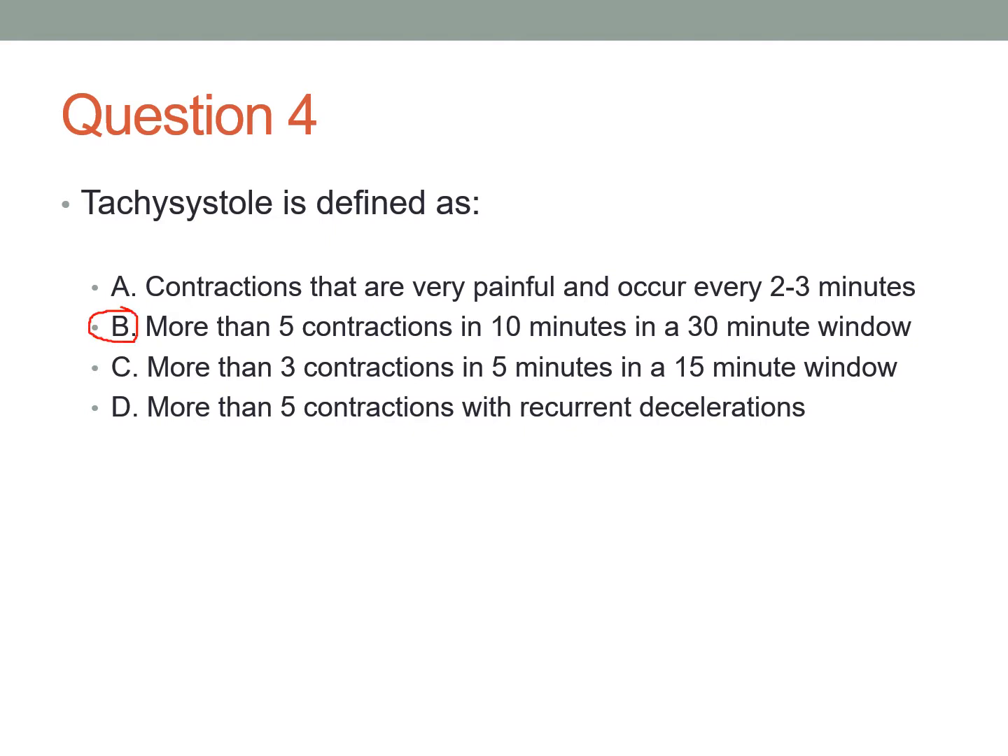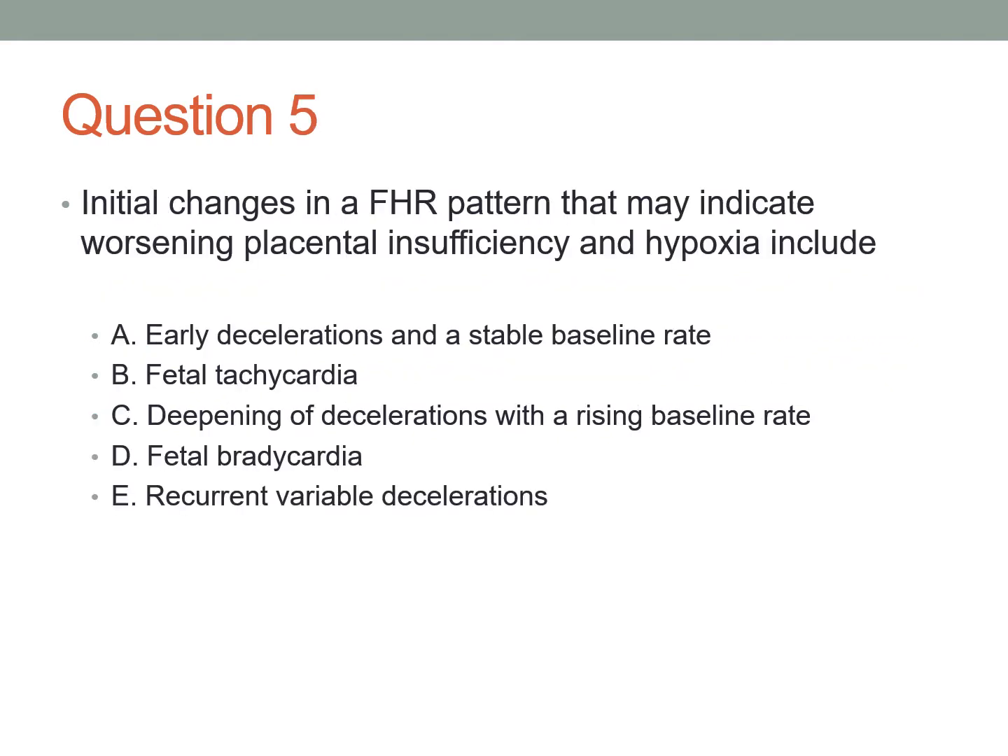Answer here is B, more than 5 contractions in 10 minutes in a 30-minute window. So some of you guys might have given consideration to option D. Yes, more than 5 contractions, but this is not correct because we do not specify the time period. If recurrent decelerations are present and that patient is on Pitocin, you're going to want to stop Pitocin as part of your intervention for that patient.